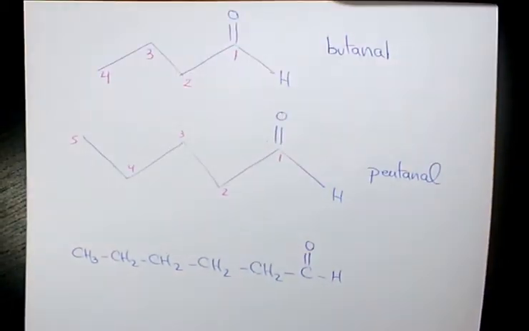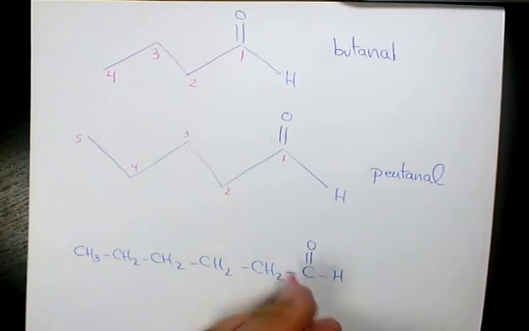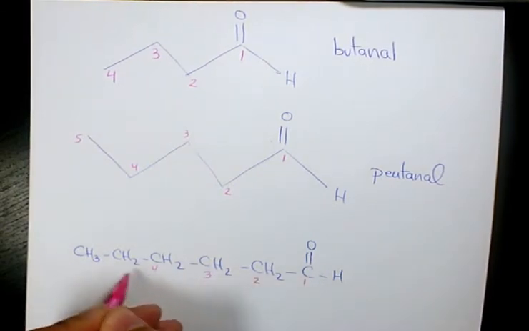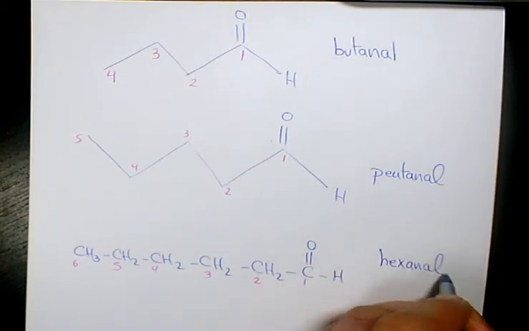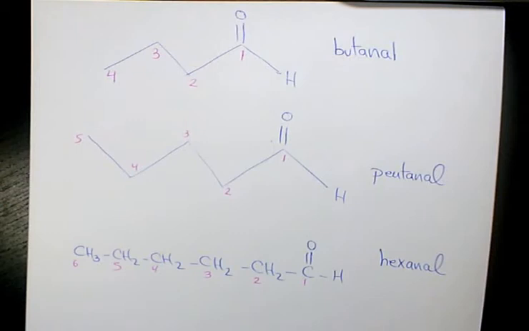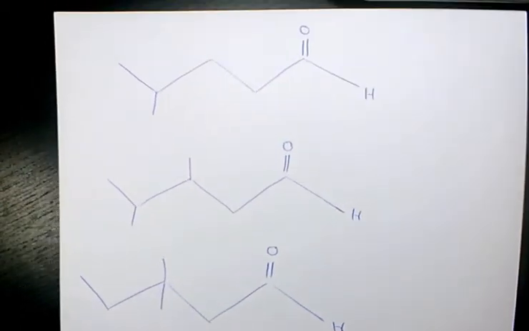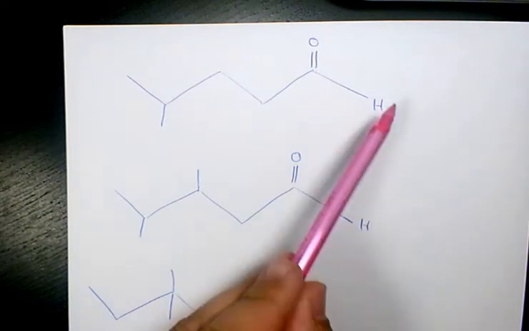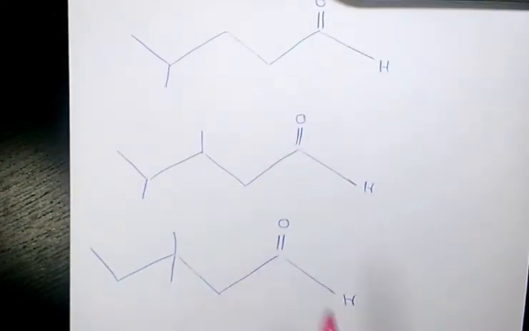Let's name this one. How many carbons do we have? 1, 2, 3, 4, 5, 6. So we have hexanal in this example. Hexanal. Now let's check out these three molecules. All of them are aldehydes because we have hydrogen and a carbonyl group. Same thing here and same thing here.